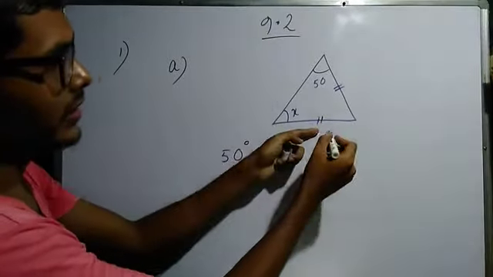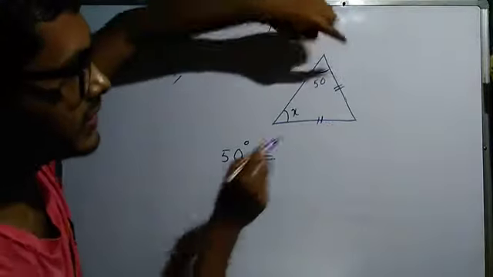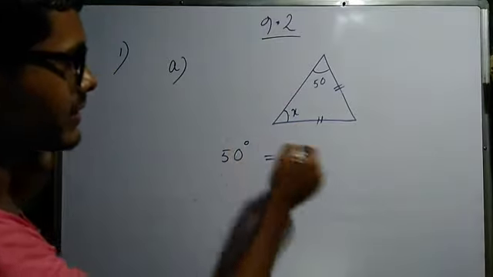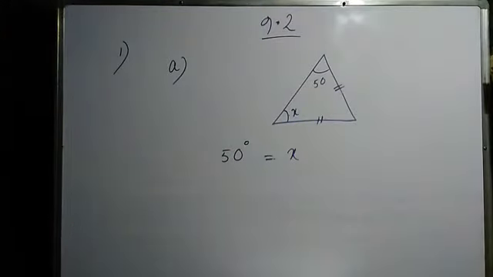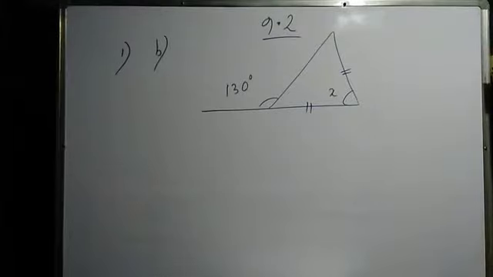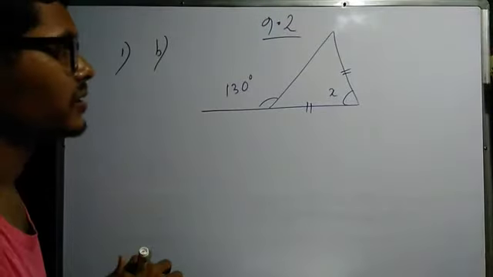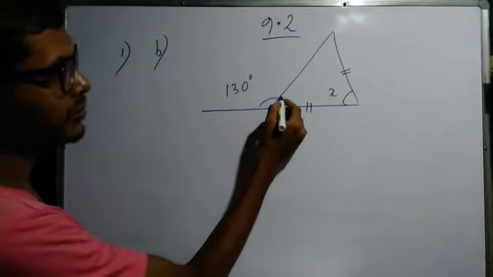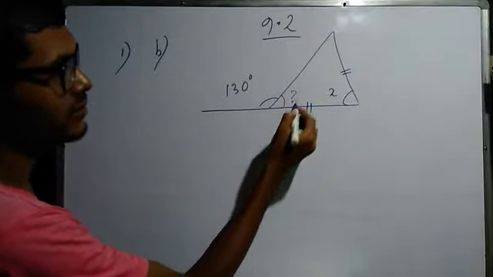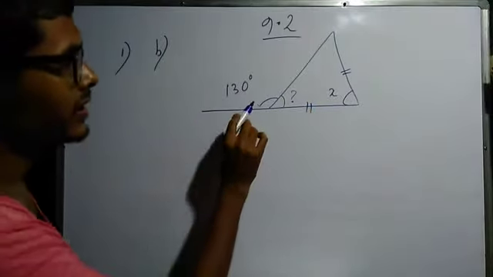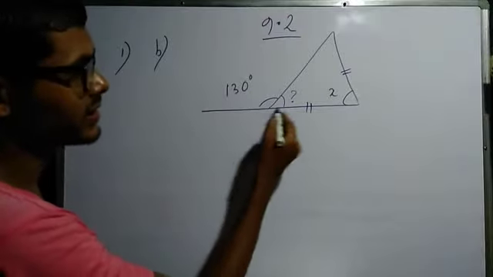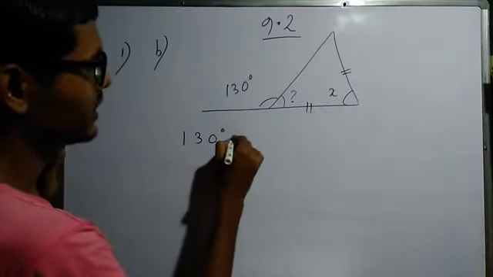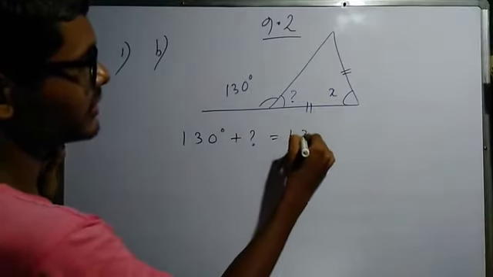Now we have already taken this side. Now you take this side. Opposite of this side is x. That means x is 50 degree. Now here I have drawn question number 1b. Again, these two sides are equal. If we don't know this angle, I will simply assume it to be a question mark. If you add 130 and this angle, you will get a straight line. A straight line is always 180 degree, a linear pair. So 130 degree plus question mark equals 180 degree.